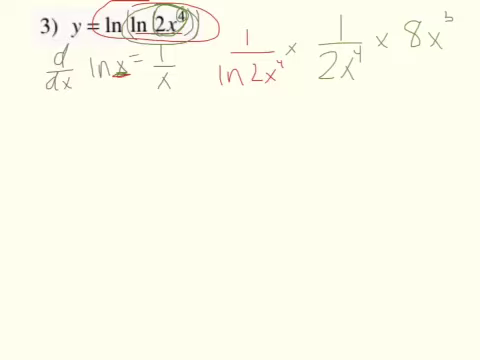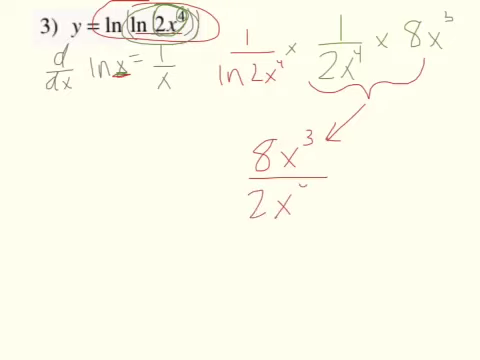So the next thing we have to do is simplify. So this whole part right here would be 8x to the 3rd over 2x to the 4th. And then that would be times 1 over ln 2x to the 4th.